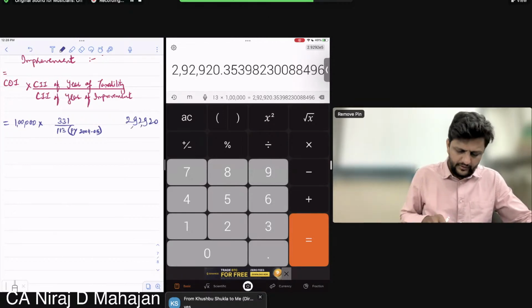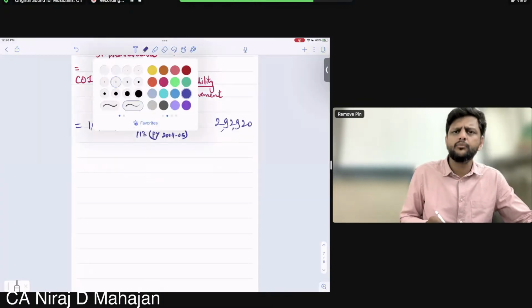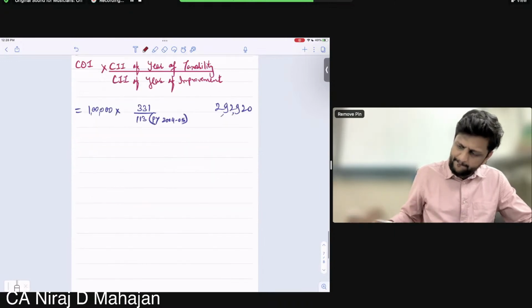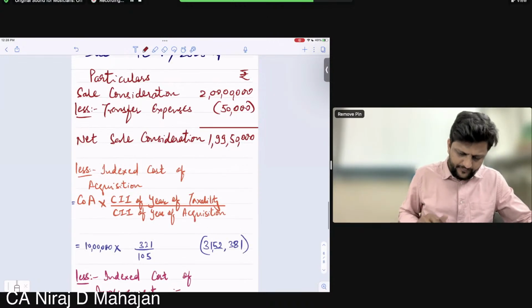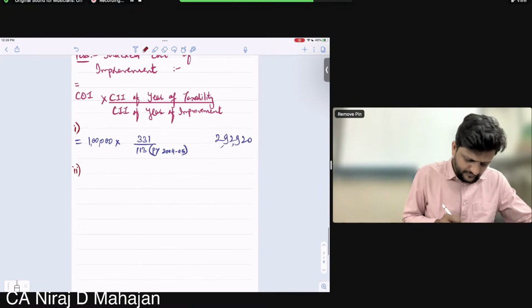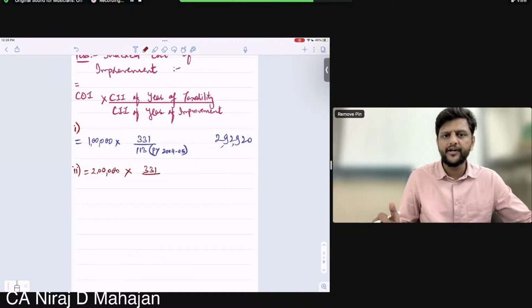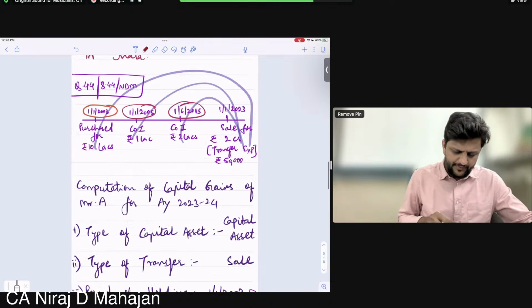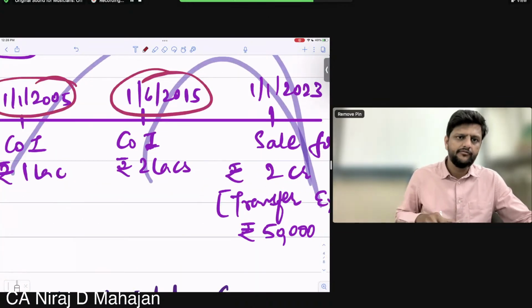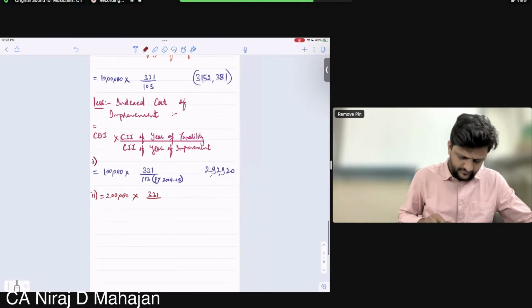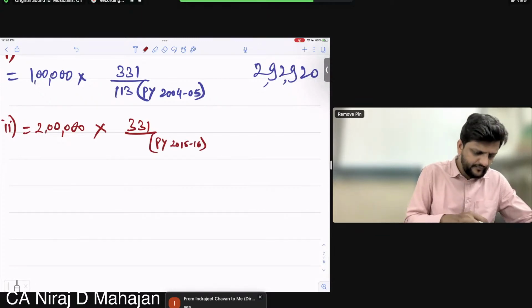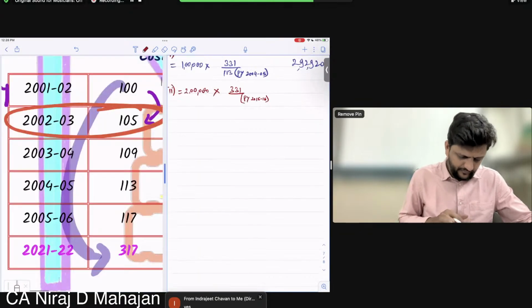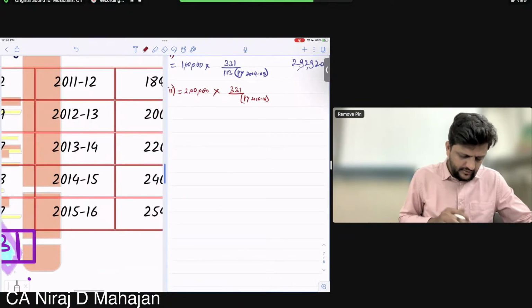Okay. Let's go ahead. And is there one more cost of improvement? Yes. That was the first one. Second time, how much you spent? You spent 2 lakhs. Again same thing, 331 in the numerator. But denominator, which year? The second expenditure which you did in the financial year 15-16. Clear till here? And 15-16 is 254.